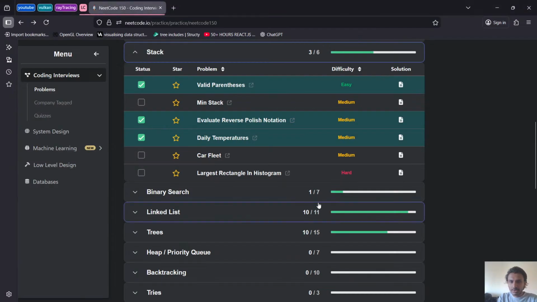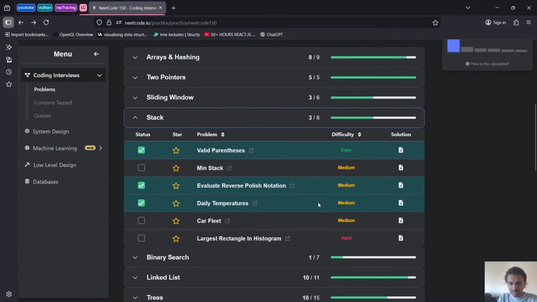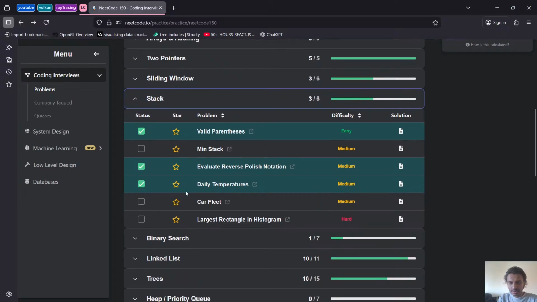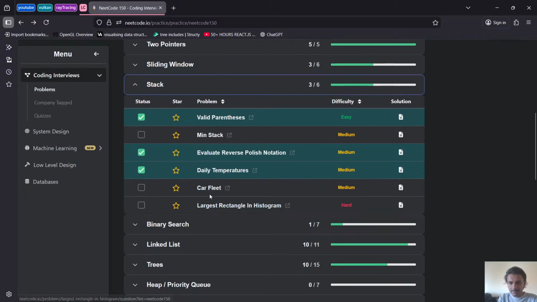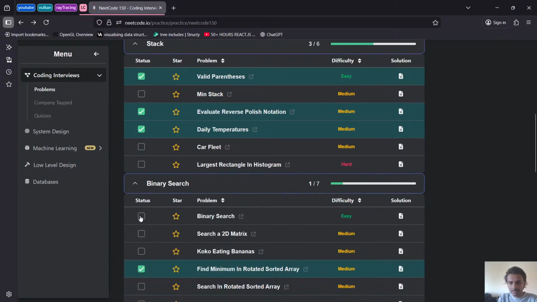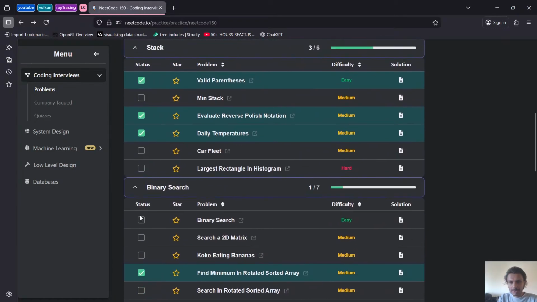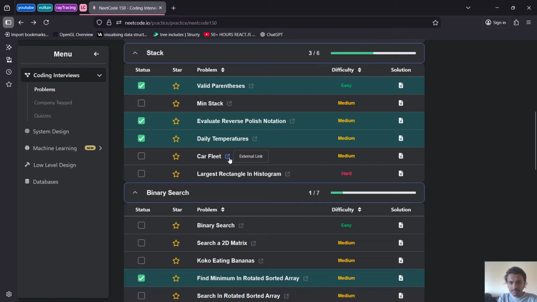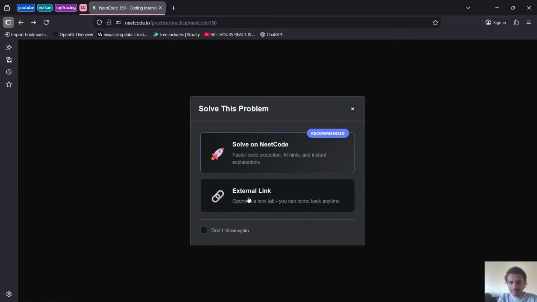So today we are continuing with the stack problems. We are going to solve the stack problems car fleet and the largest rectangle in a histogram. Previously we solved these two problems yesterday. Today we will try to solve these two problems, and then we will try to move on to the binary tree. But let's see how long it takes to solve these two problems.